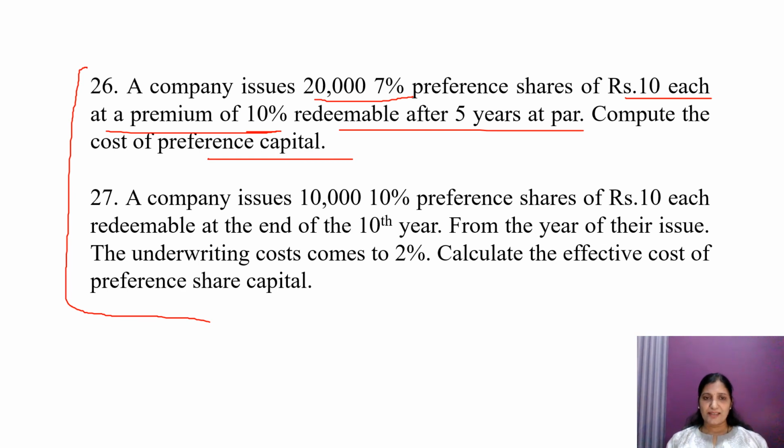Next, a company issues 10,000 10% preference shares of rupees 10 each, redeemable at the end of 10th year from the year of their issue. The underwriting cost comes to 2%, this is the flotation cost. Calculate the effective cost of preference share capital. Note down these two problems and try to solve them, and surely you'll come up with a solution.